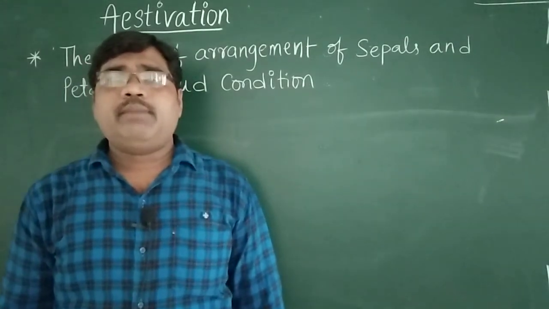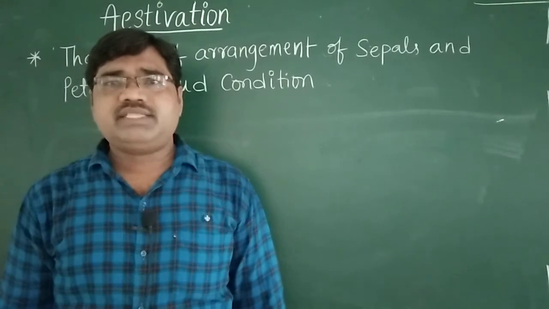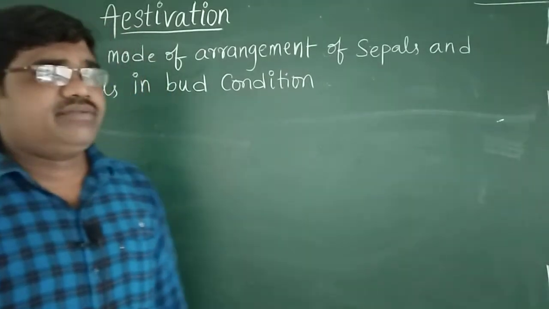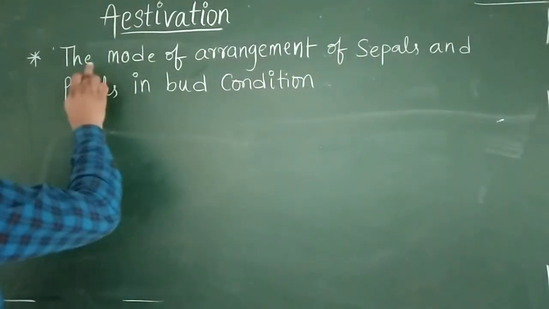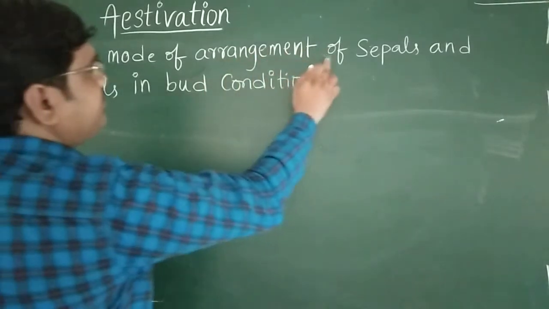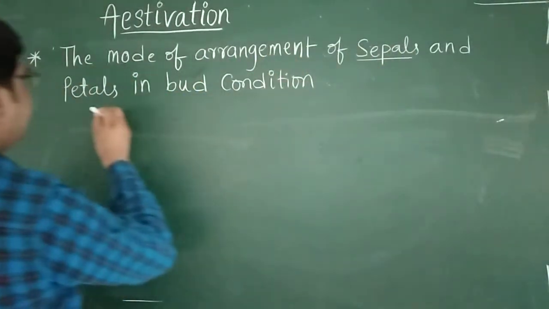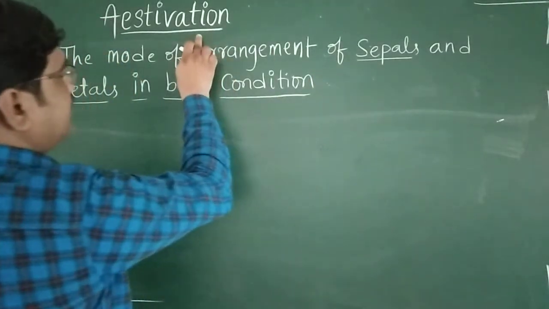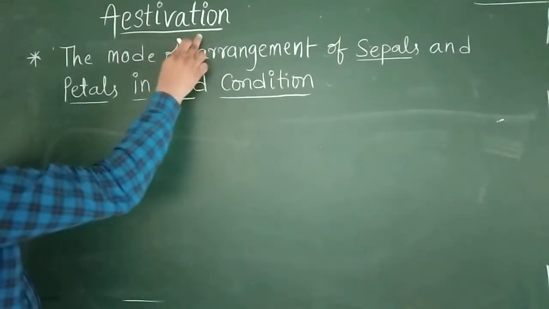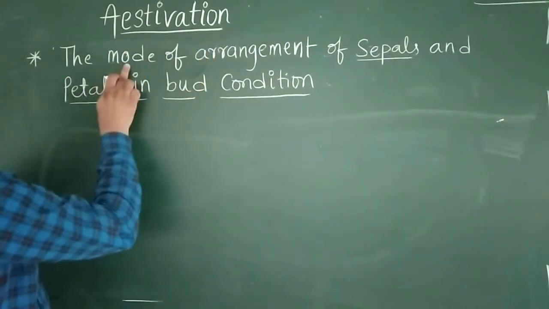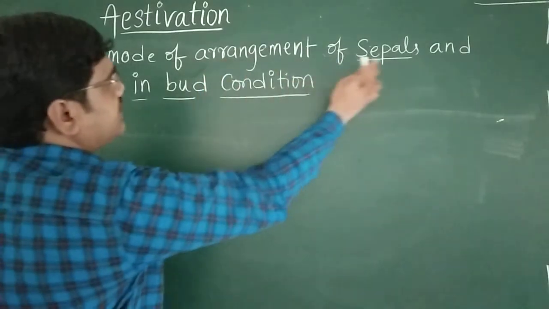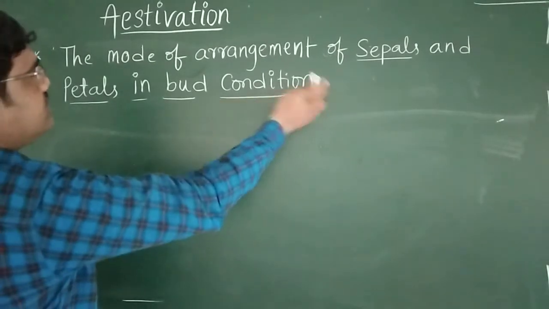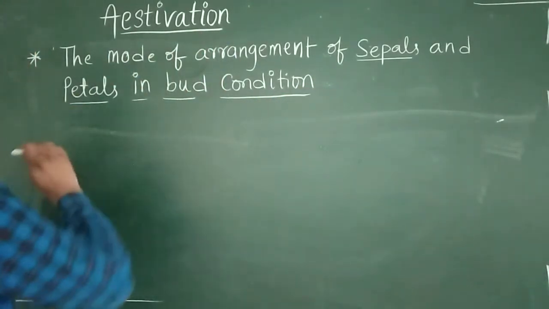In this video, I am going to discuss estivation. So, what is the definition of estivation? The mode of arrangement of sepals and petals in a bud condition is called estivation.